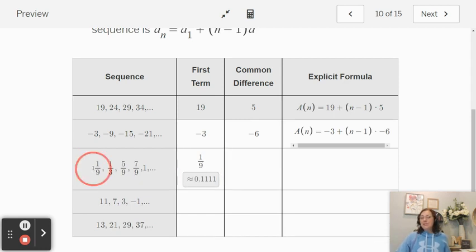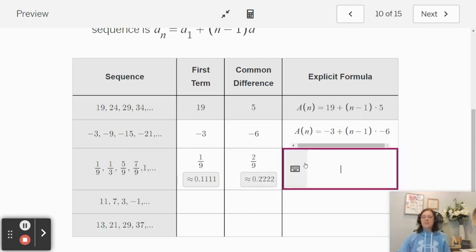And then my common difference, so what did I add to 1/9 to get 1/3? Same thing I added to 1/3 to get 5/9. Same thing I added to 5/9 to get 7/9. Well, that's a little easier to see, right? Because in order from 5/9, I would have to add 2/9 to get 7/9. So my common difference is 2/9.